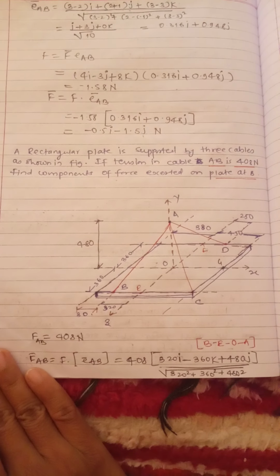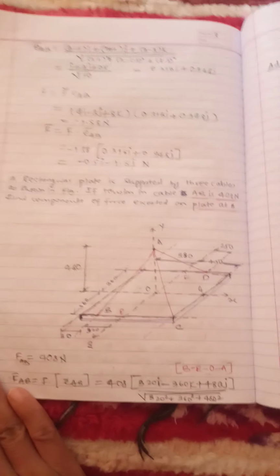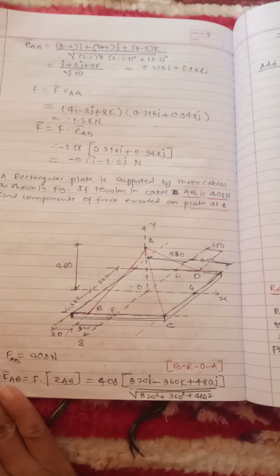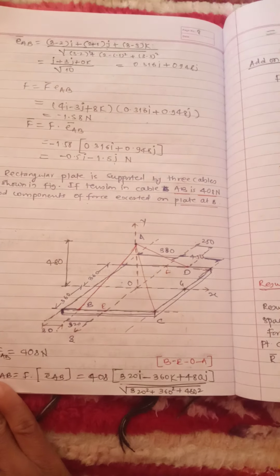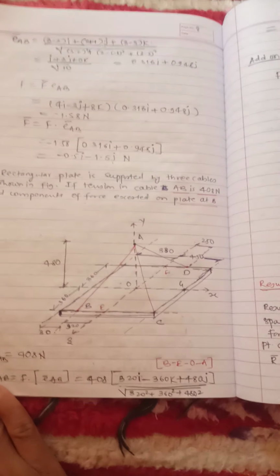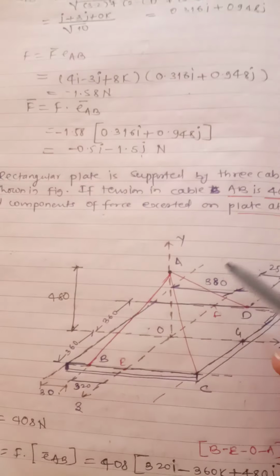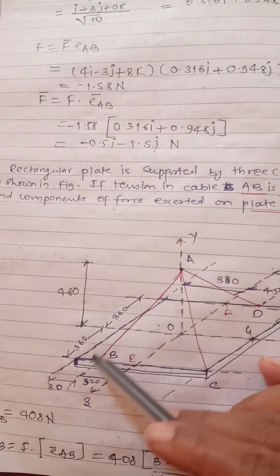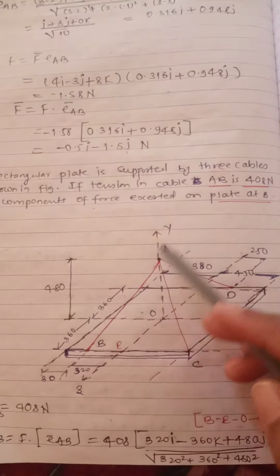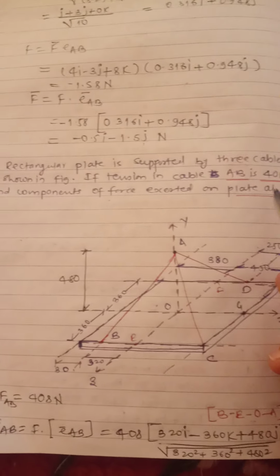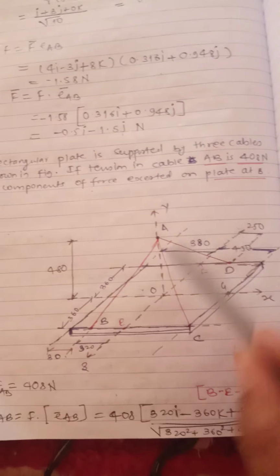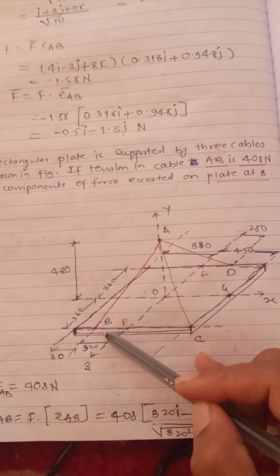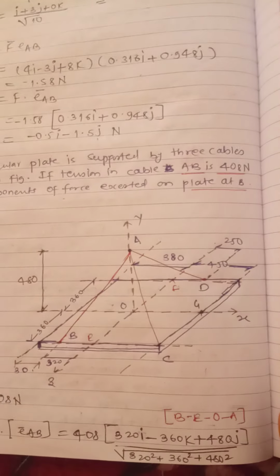A rectangular plate is supported by 3 cables as shown in the figure. If the tension in cable AB is 408 Newton, find the components of the force exerted on the plate at B. AB is a cable which has tension, and its value is given to us as 408. What they want is to find the components of the force exerted on the plate at B. At B, you are supposed to find the components. This kind of arrangement is given to you.